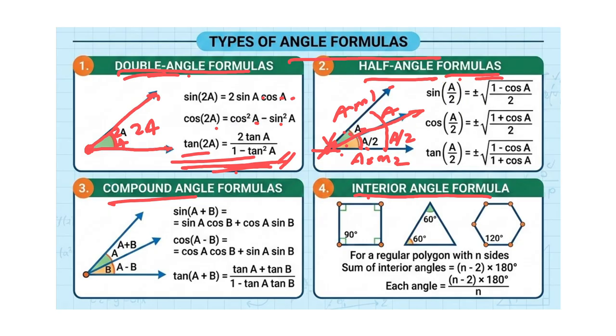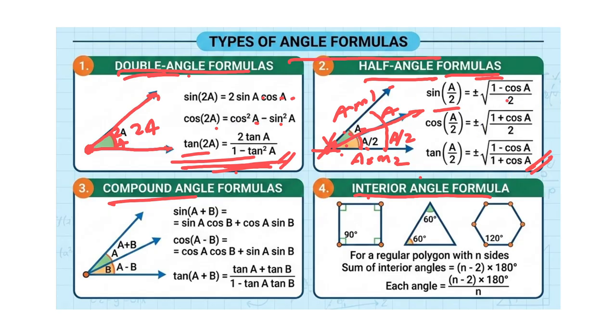The formula for this: sin A by 2 is equal to plus or minus the square root of (1 minus cos A) divided by 2. Cos A by 2 is equal to plus or minus the square root of (1 plus cos A) divided by 2. And tan A by 2 is equal to plus or minus the square root of (1 minus cos A) divided by (1 plus cos A).